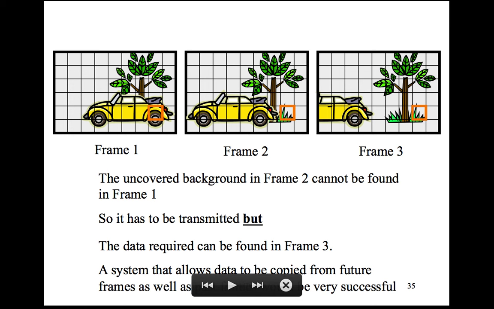So, like I said, we're trying to make frame 2. Our job is to transmit frame 2. And we had been hoping to say to the receiver, look, the stuff you're looking for to make frame 2, you already have that in frame 1. But in this case, it's not there. And it's not a question of it having moved, it's just not there. But the stuff we are looking for is in frame 3. And so this brings us to another kind of interframe compression then.